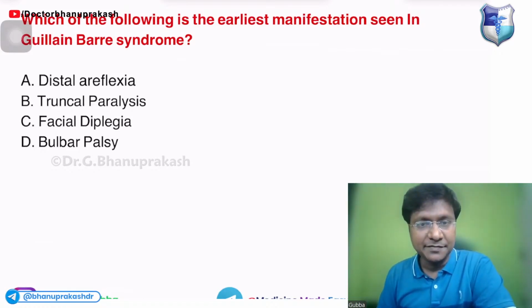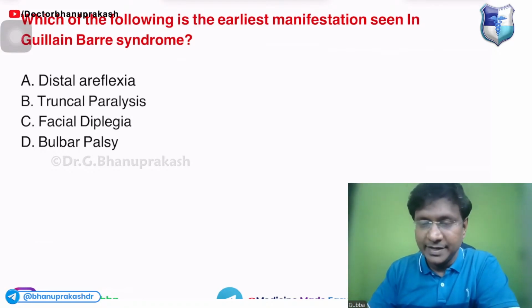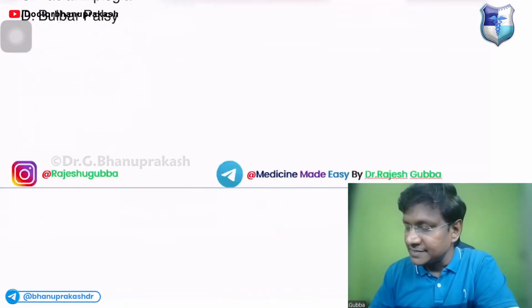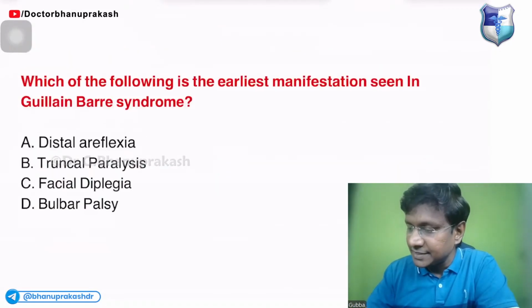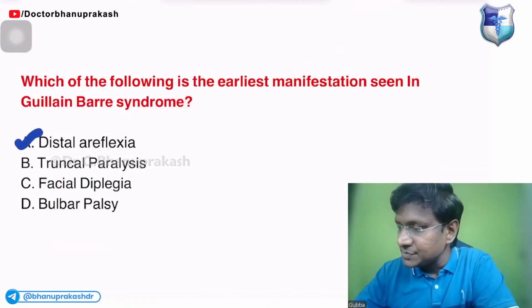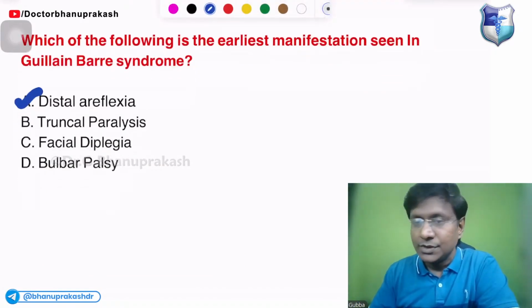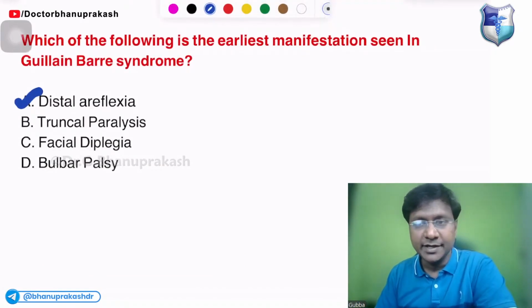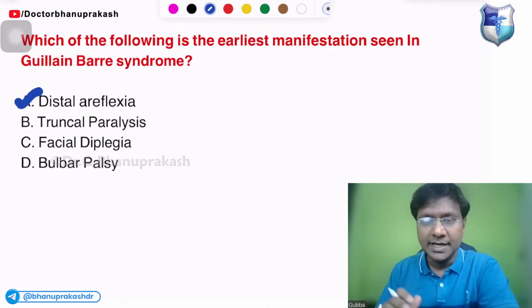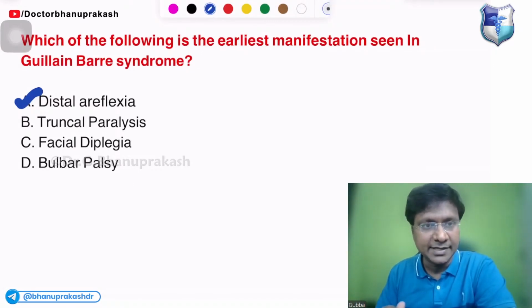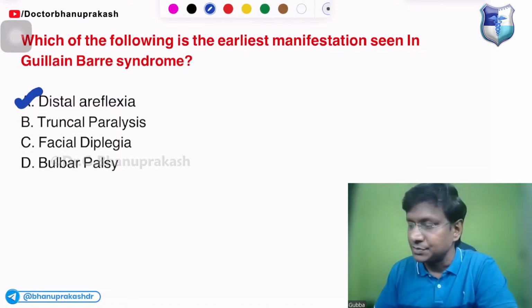Yes, the earliest manifestation seen in patients with Guillain-Barre syndrome will be distal areflexia. That is the earliest manifestation that you come across in these patients. Now, we'll do a quick revision of the entire Guillain-Barre syndrome in hardly around 4 to 5 minutes, then I'll do a quick revision in just 1 minute after the completion of Guillain-Barre syndrome.